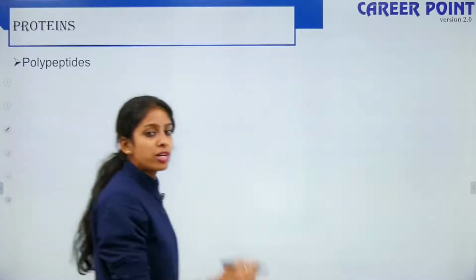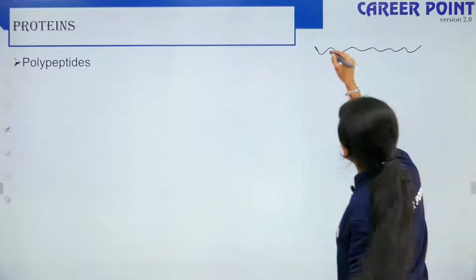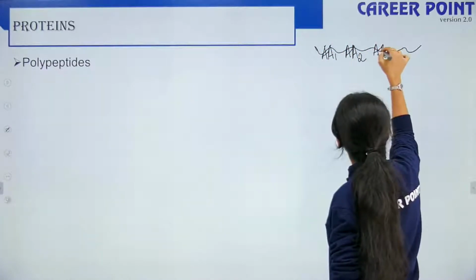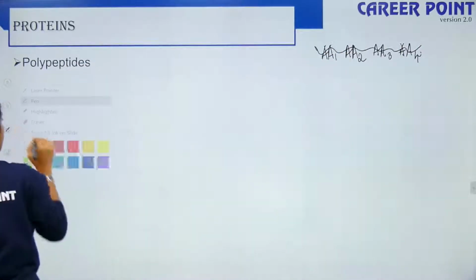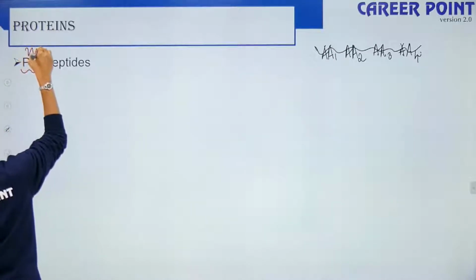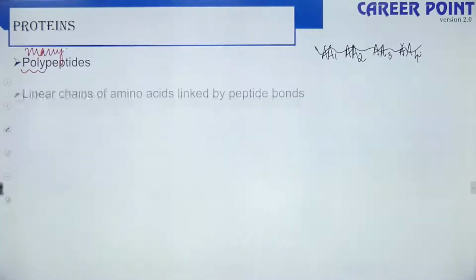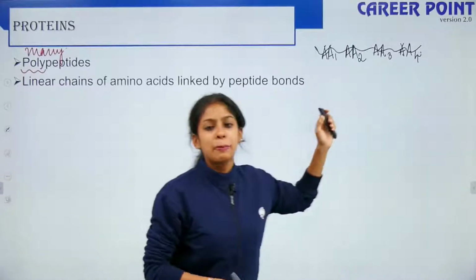Yes? Okay, so now talking about your proteins. Proteins are nothing but polypeptides. They are long polymers of amino acids. So this is my protein. Protein has amino acids like this. Polypeptides, so poly means many. So it has many peptide molecules. Clear? Yes. So moving further, it has linear chains of amino acids linked together by peptide bonds.